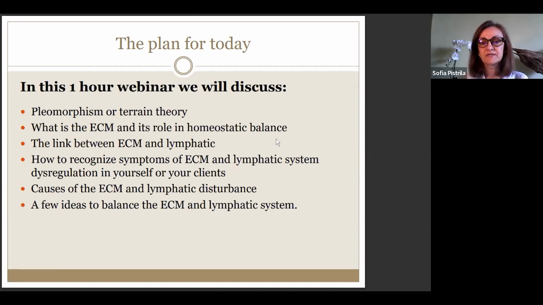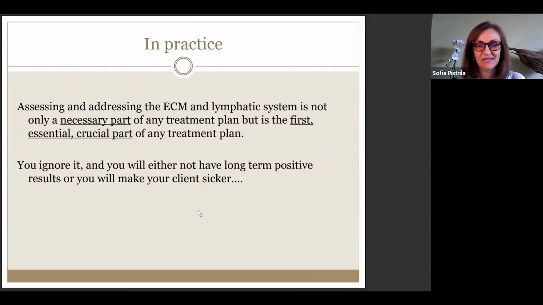How to recognize the symptoms of extracellular matrix and lymphatic system dysregulation in yourself and obviously your clients, causes of extracellular matrix and lymphatic disturbance, and a few ideas of how to balance them. I'm not going to go into much detail about that part. It's more in the workshop that's coming in June. But I will tell you at least 2 or 3 things we're going to do together in a practical way today at the end.